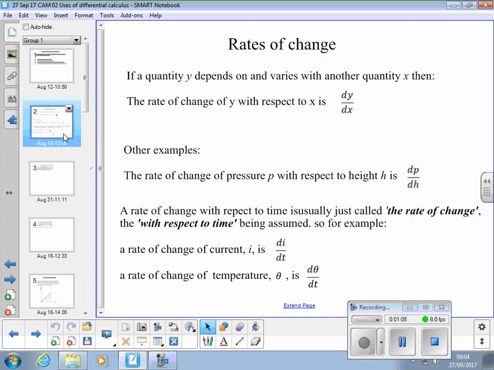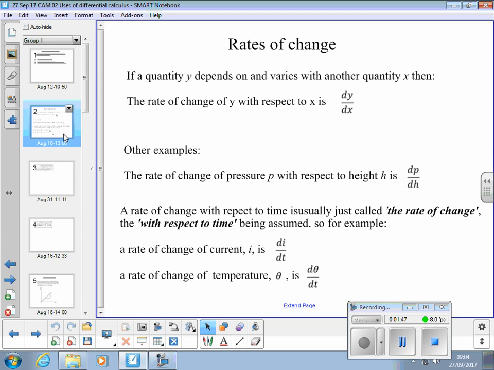So, rates of change. If a quantity y depends on and varies with another quantity x, then the rate of change of y with respect to x is the differential of that function, dy by dx. Other examples, if you're looking at the rate of change of pressure in a tank, for instance, with respect to height, that would be dp by dh if p is pressure and h is height of the liquid in the tank.